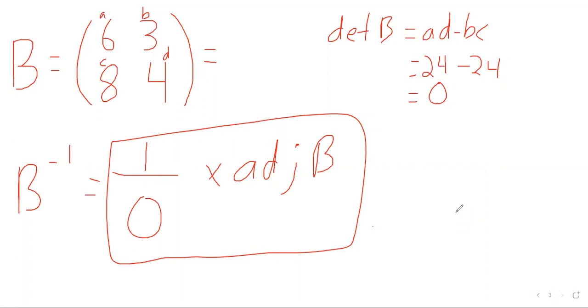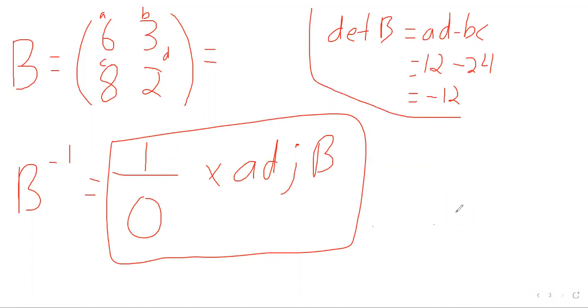Alright, so if we were to change this 4 to, let's say, 2, it should work out now. So 6 by 2, the A by D, over the determinant. So A by D, now 6 by 2 is 12. Minus B by C will be 24. So the determinant will be negative 12. Okay, so now we have a non-singular matrix which has an inverse.